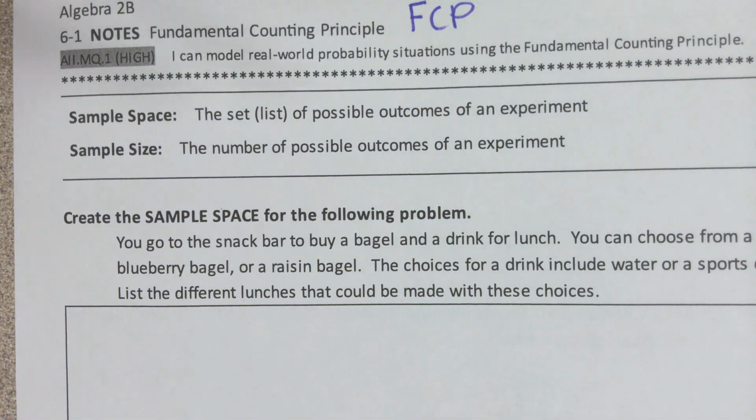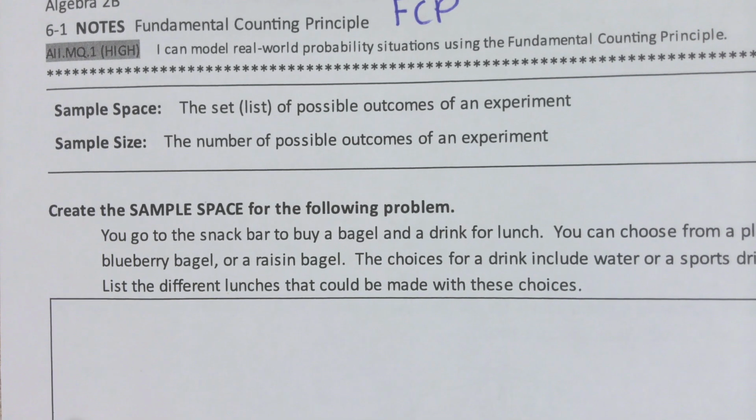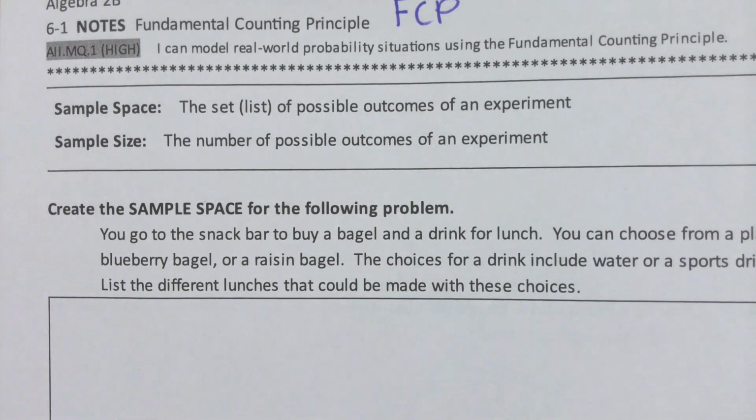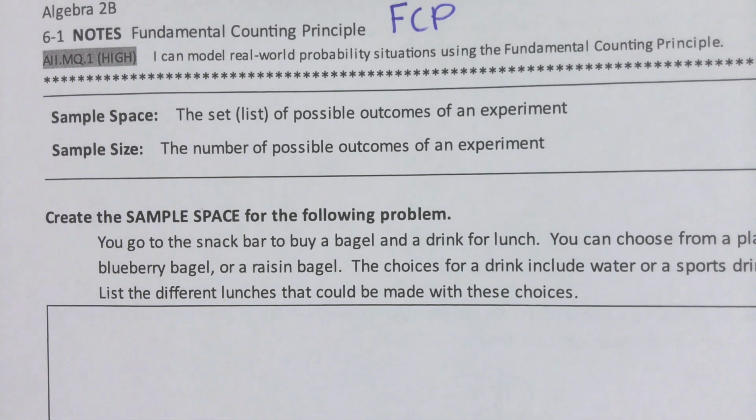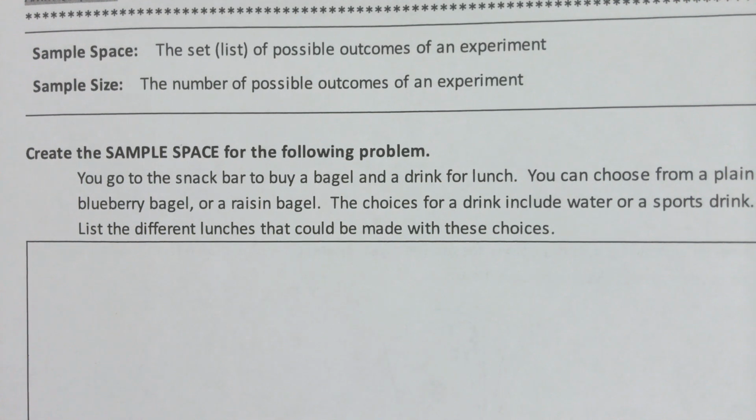Sample space is the set or list of possible outcomes of an experiment. So what are the possible options you can get when you do an experiment? Not how many. How many, the number of options, that's sample size. We'll look at a couple examples of these so you really get to know the difference between the two. And it's important that you're answering the question that's being asked with those. Let's take a look at an example of that.